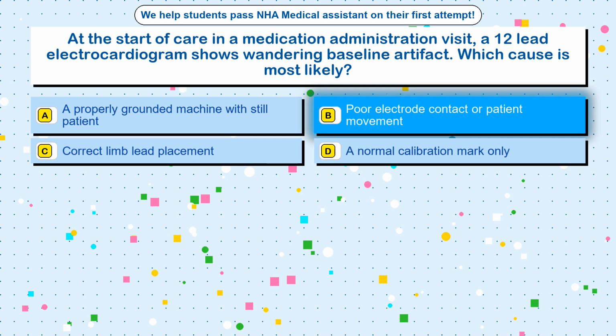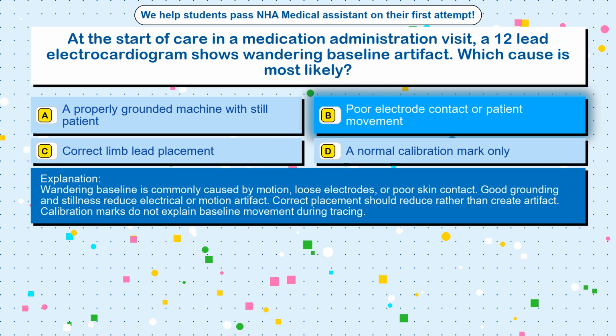The correct answer is option B, poor electrode contact or patient movement. Wandering baseline is commonly caused by motion, loose electrodes, or poor skin contact. Good grounding and stillness reduce electrical or motion artifact. Correct placement should reduce rather than create artifact. Calibration marks do not explain baseline movement during tracing.